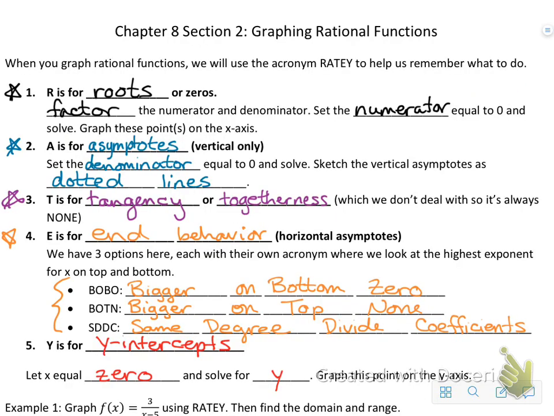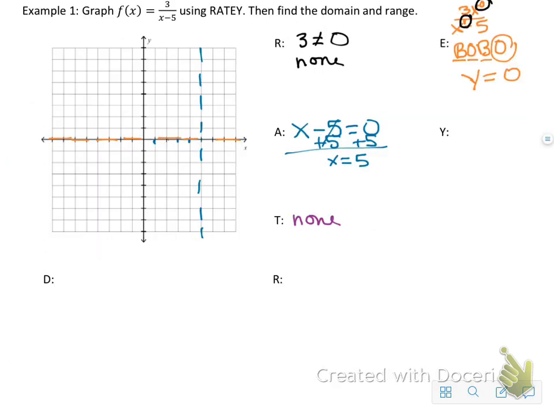5 is for y-intercepts. For y-intercepts, you let x equal 0 and solve for y. Those are on the y-axis. So, let's go ahead. Plug in 0 for x. We have 3 over 0 minus 5. So we really have negative 3 over 5. That is a point on the y-axis, which is about here.